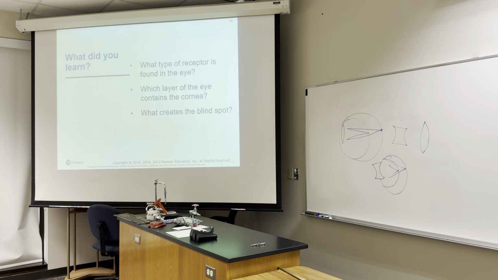Okay, so how much do you remember? Let's see, what type of receptor do you find in your eye? Photoreceptor. Which layer of the eye contains the cornea? Your cornea, the outermost layer. What is the name of that layer? Fibrous layer. Vascular layer is the next one, right? What creates the blind spot? Optic disc. Why? Because with the optic disc you are sending all the neurons' axons toward your brain, right?